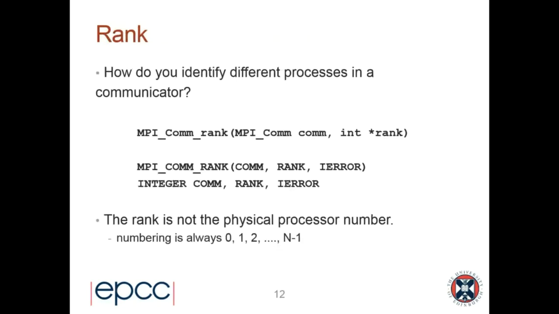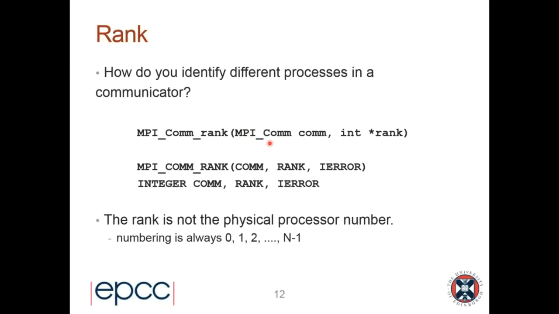So the most important thing you have to do is identify the processes in a communicator. You cannot write a useful parallel program unless each process knows who they are. Am I 0, 1, 2, 3? And MPI calls that a rank. What you do in MPI is you have an inquiry function which says, what is my rank in this communicator? So you give it a communicator and it gives you back a rank.